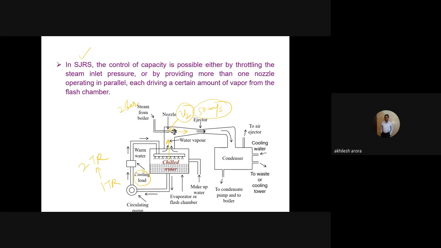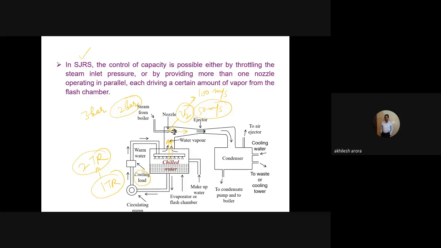Suppose it is entraining vapor corresponding to 1 TR. Now the load is increased to 2 TR. So what I will do is increase the pressure here in the boiler to, let us say, 3 bar. So what will happen? This velocity V2 will now increase to say 100 meters per second. When its velocity is increased to 100 meters per second, it will entrain more vapor from here. When it entrains more vapor, that means it is now capable of cooling the water to an even lower value.